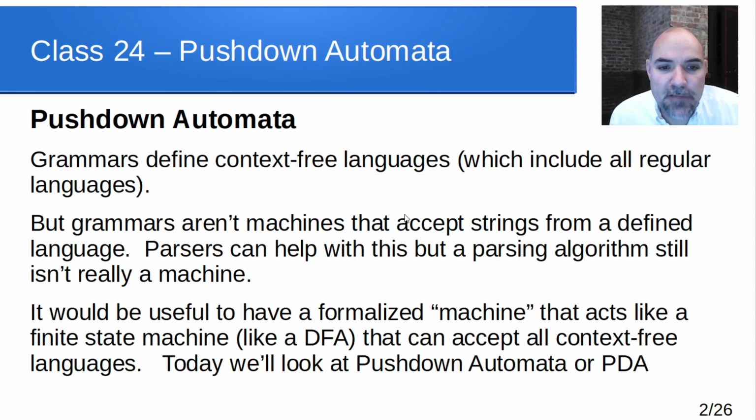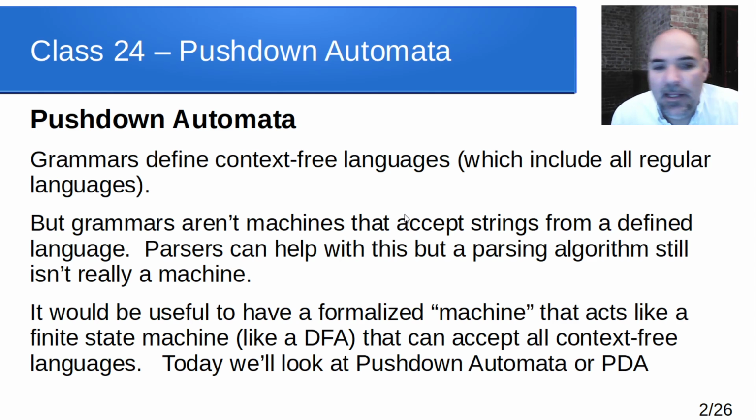And we looked at some parsing algorithms to do that, and parsers can help with that. But a parsing algorithm still really isn't a machine or a model of a machine. It's really just a computer program that does something with that code. And it's not the same thing as a DFA, where you have this well-defined formal machine that you feed in a string and it says yes or it says no. And we can use those machines to prove things and use those machines to put things into certain categories and so forth.